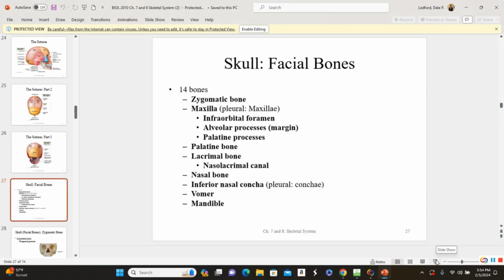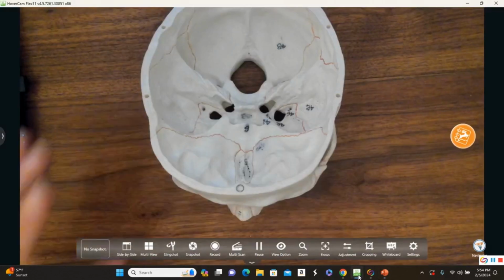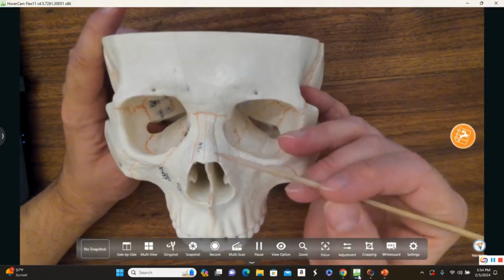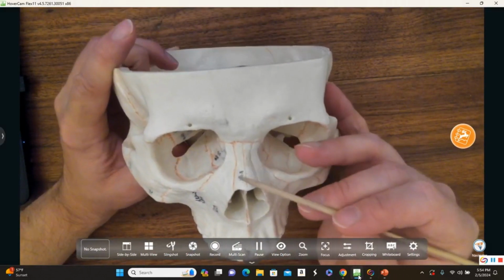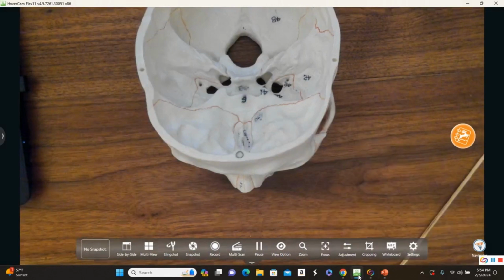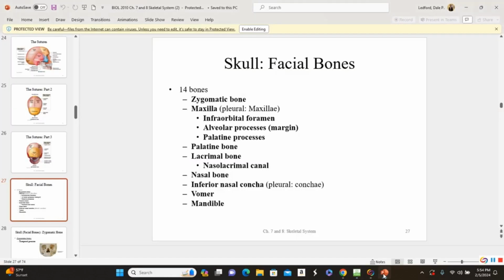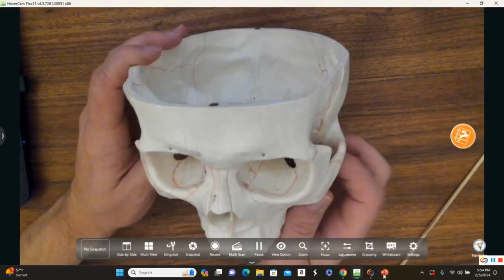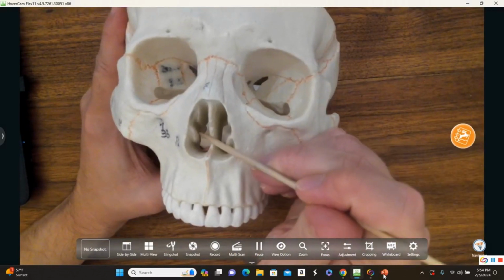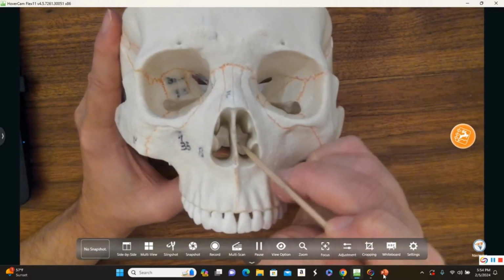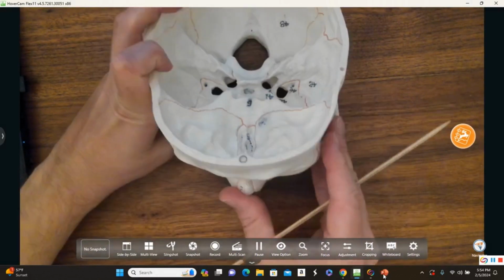Now, nasal bones. The nasal bones form the bridge of the nose. They are right here. This is the nasal bone, here and here. Okay. Now, there's an inferior nasal concha, concha plural, and it's right here. This is the inferior one, here and here. Okay.